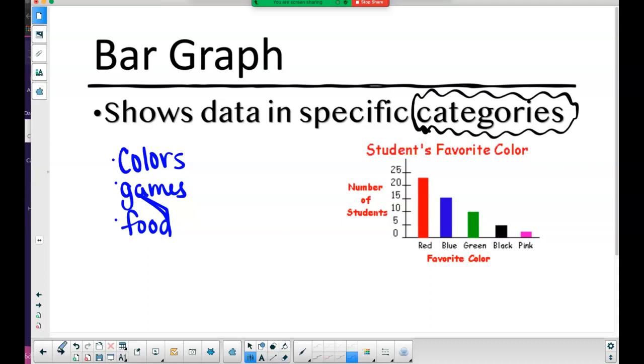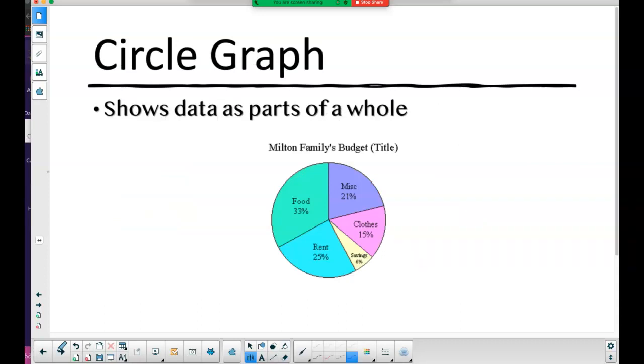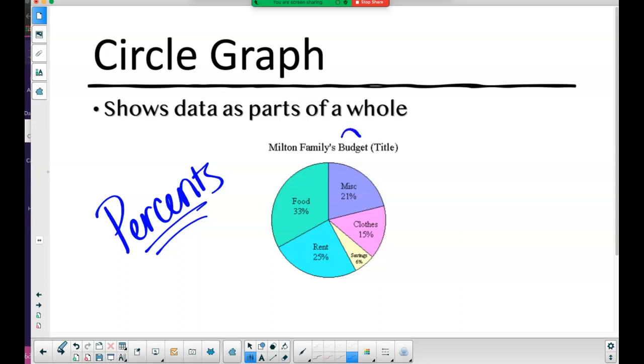The next one is circle graph. Okay, we use a circle graph because it shows data as parts of a whole. Anytime we're dealing with percents, okay, if we're looking at things like a family's budget, where they spend part of their money on food, part of their money on clothes, part of their money on rent, put some of it in savings, the rest went to miscellaneous items, okay?